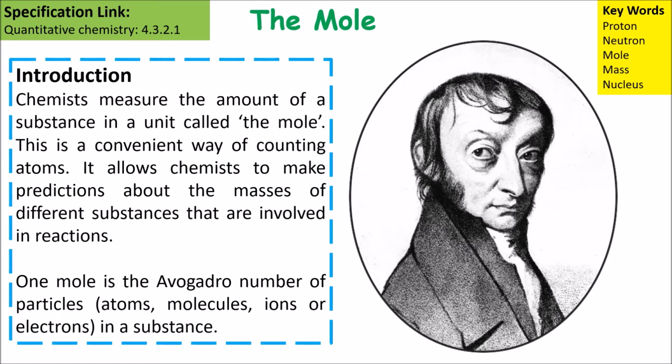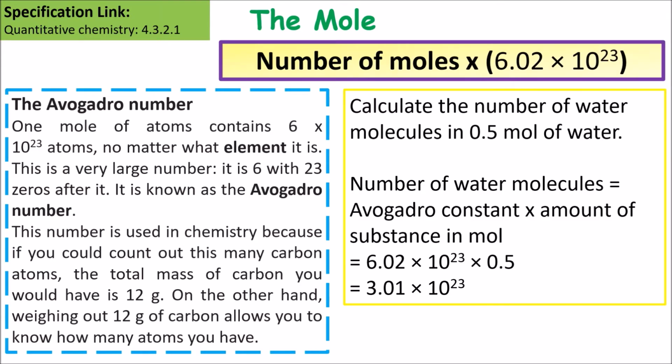So 1 mole is the Avogadro's number of particles in a substance. So 1 mole of an atom contains 6 times 10 to the power of 23 atoms, no matter what the element is. Right, so this was discovered or worked out by a scientist called Avogadro.